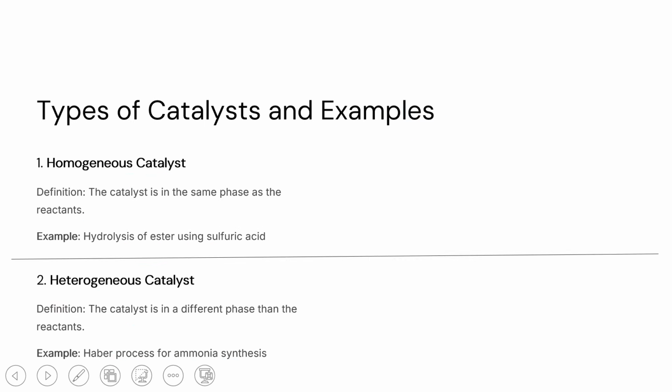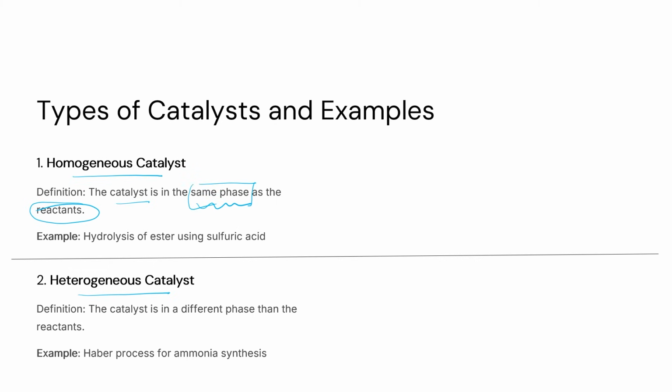Now let us look at the next topic, different types of catalyst along with examples. Catalysts are broadly classified into 2 types. One is homogeneous catalyst and the second is called heterogeneous catalyst. Now what is a homogeneous catalyst? If you have a catalyst which is in the same phase as that of the reactant, such catalysts are called homogeneous catalysts. What do you mean by same phase?